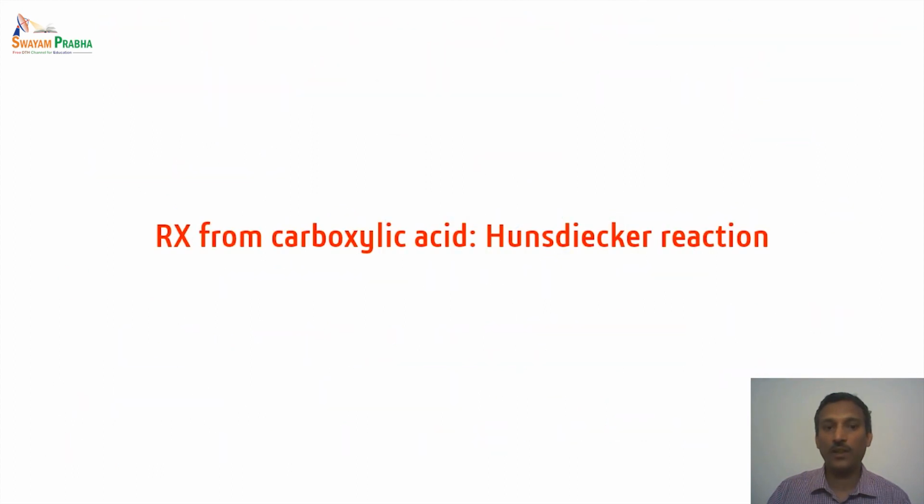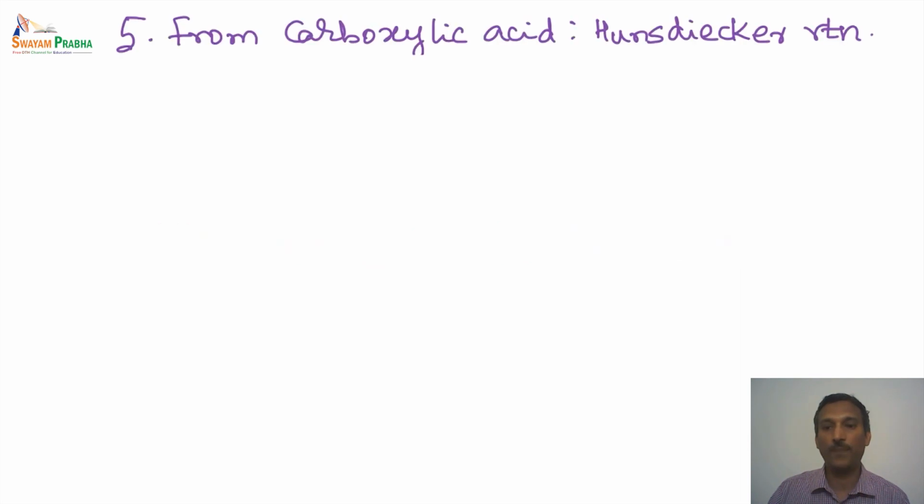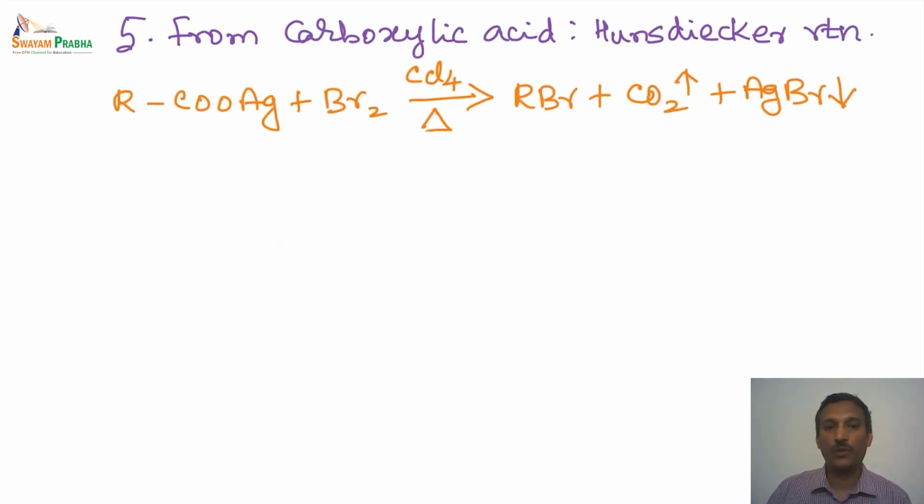The next synthetic method is preparation of alkyl halides from carboxylic acid, and this has a name reaction, which is the Hunsdiecker reaction. So let us look at what this Hunsdiecker reaction is, which can be employed for the preparation of alkyl halides from carboxylic acids. So the reaction is given here.